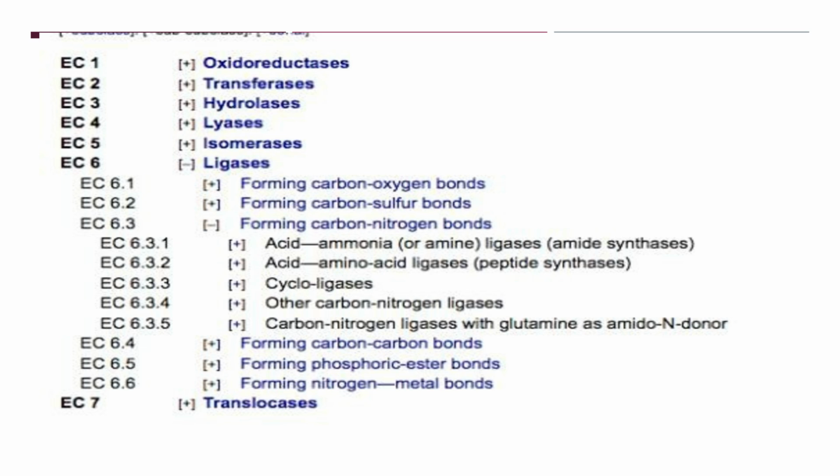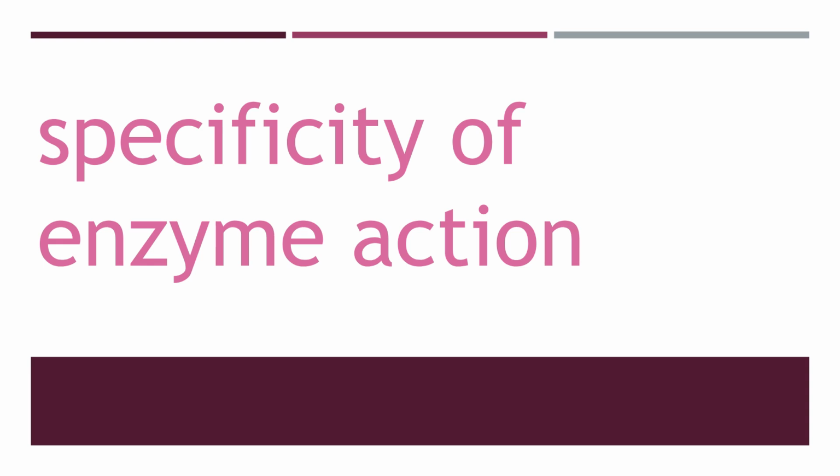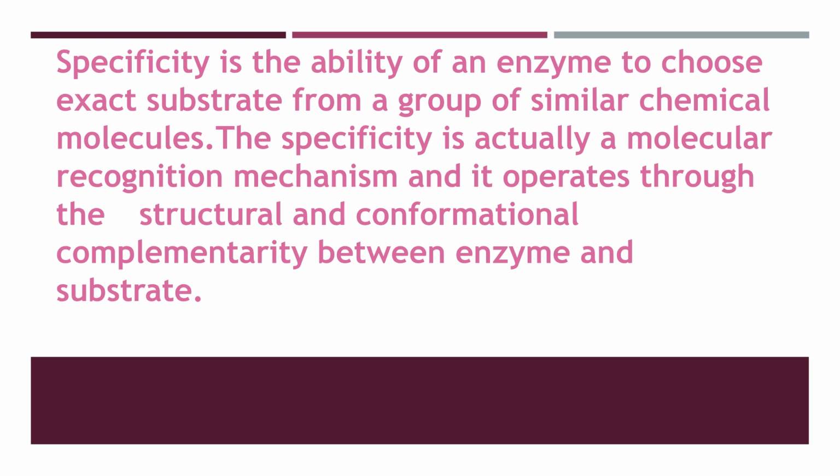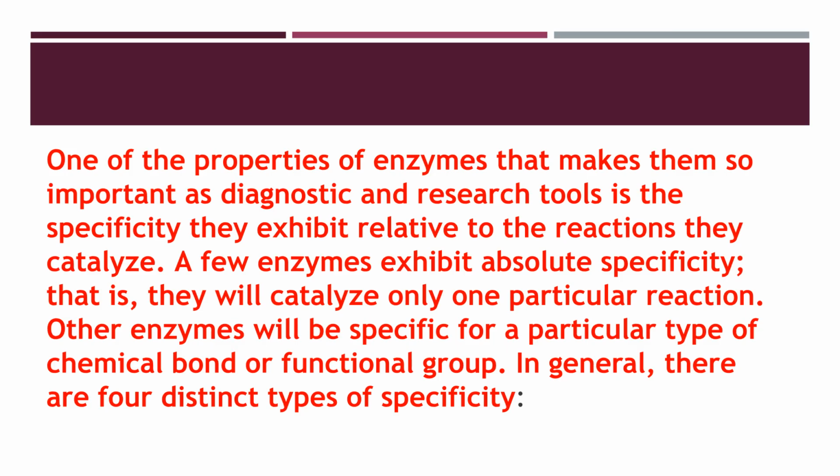This image shows the 7 EC classes: oxidoreductases, transferases, hydrolases, lyases, isomerases, ligases, and translocases, along with some subclasses for ligases. Now, let us discuss the specificity of enzyme action. Specificity is an enzyme's ability to select a precise substrate from similar molecules. This molecular recognition mechanism relies on structural and conformational complementarity between the enzyme and its substrate. Enzyme specificity is crucial for diagnostic and research tools.